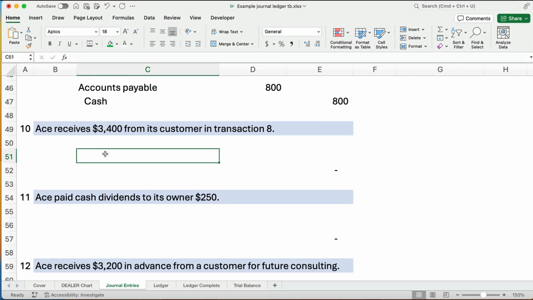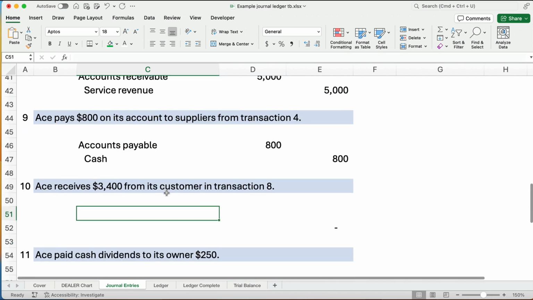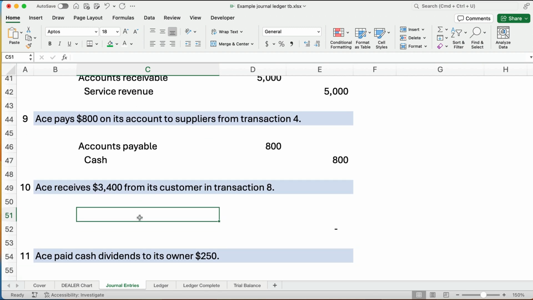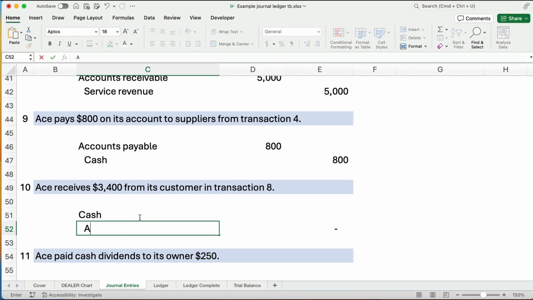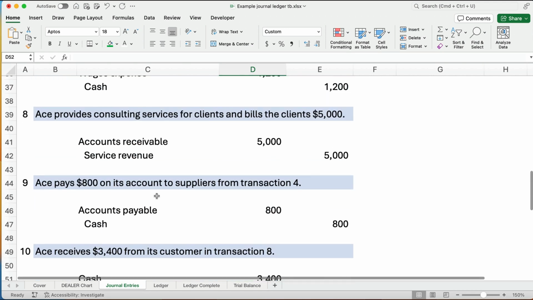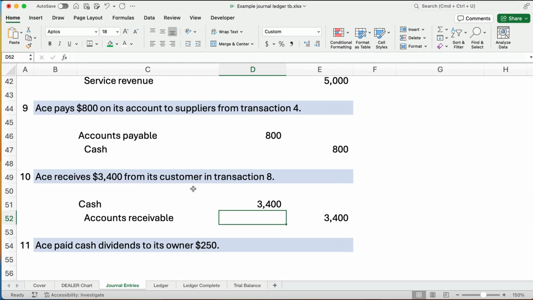So this explains what happens in the transaction. Number 10, ACE receives $3,400 from a customer in transaction 8. So remember, they owe us money, so accounts receivable. So this is not revenue. We haven't done extra work. This is revenue when we earn it, but when we collect the cash, we're going to debit cash and credit accounts receivable. And the amount is $3,400. So here we've just collected cash on account in the amount of $3,400. So how much do they owe us? Well, they did owe us $5,000 and they've paid off $3,400. Looks like they still owe us $1,600.